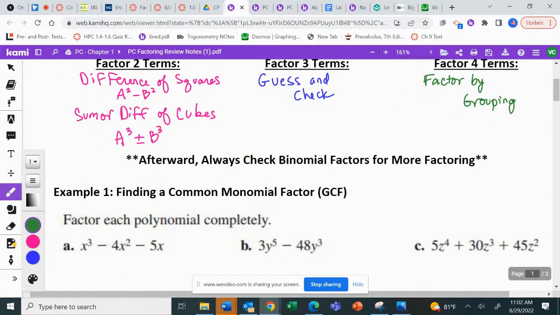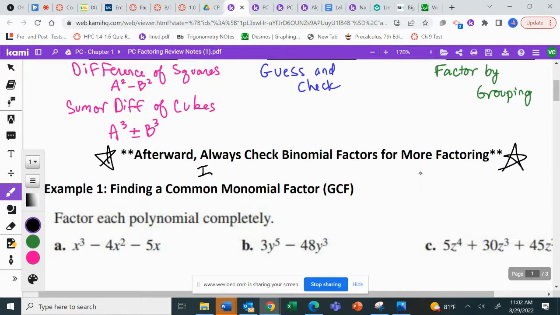And then afterwards, you always want to double check any binomial factor that you have left over to see if it's a sum or difference of cubes or a difference of squares. If it's linear, it's definitely done. If the factor is linear, then it's done. You can write that too if you want. You always got to check.